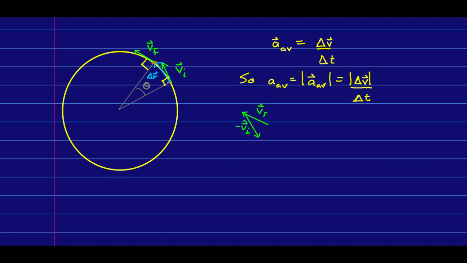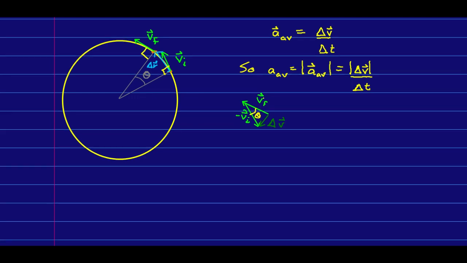And so my change in velocity vector is right here. Now what I want to point out is that because these velocity vectors are perpendicular to these gray radii, this triangle that I just made out of the velocity vectors has to be a similar triangle to this triangle made out of the gray radii and the delta r vector. And so this angle here is theta.